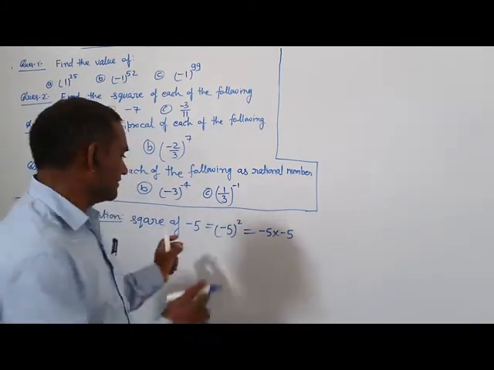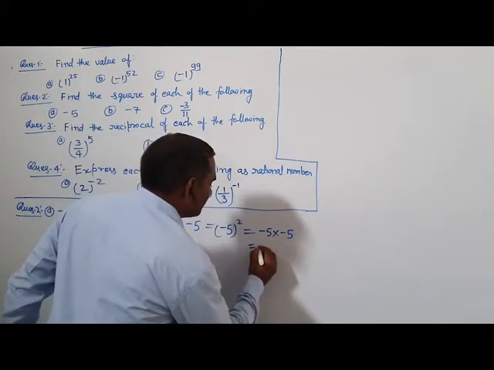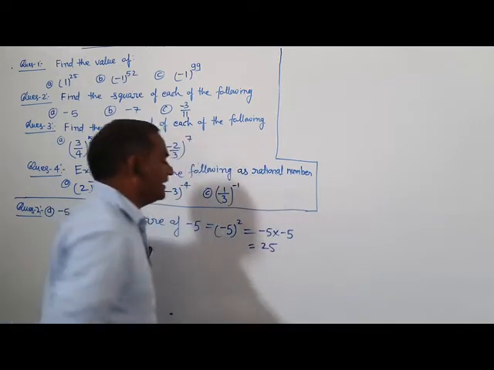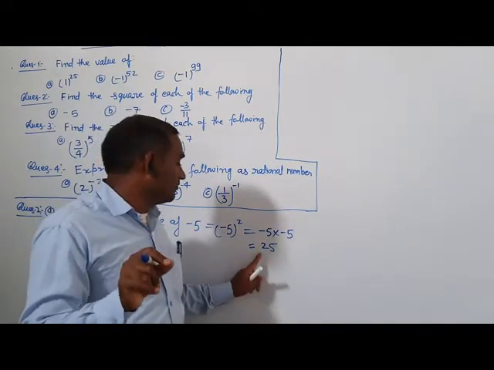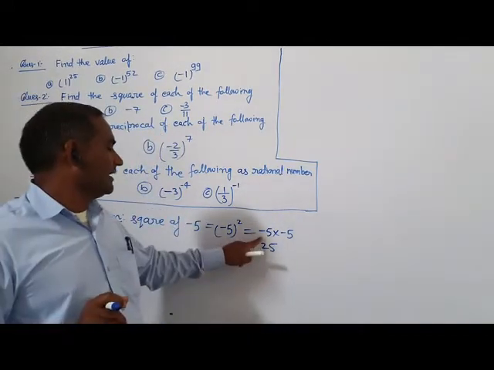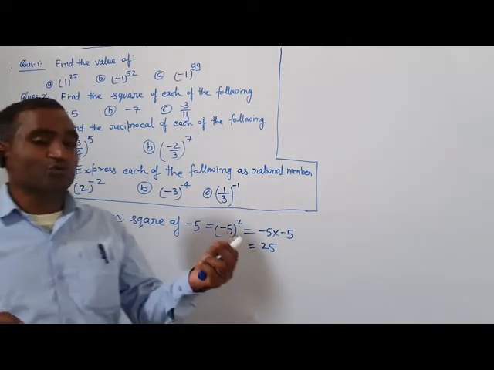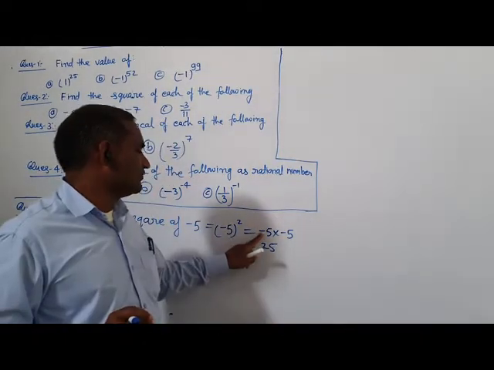So in this condition the product yield will be positive. Plus 5 5 is 25. All of you know that if there is no sign before any number, that is considered positive. So here the number of negative signs is even. Even is 2, 4, 6, 8. Here the negative signs are 1, 2.